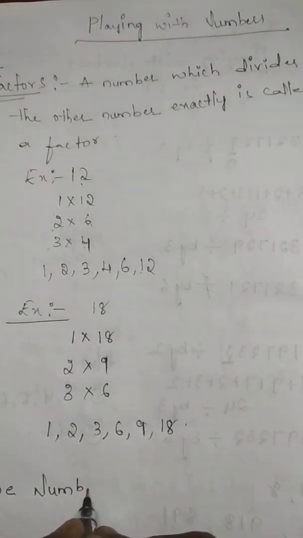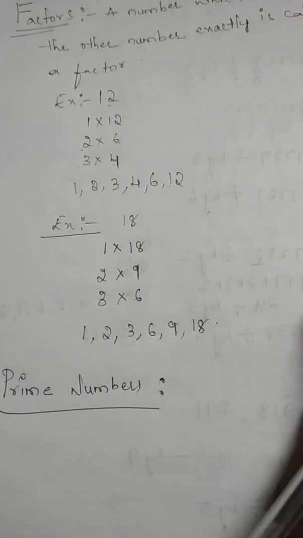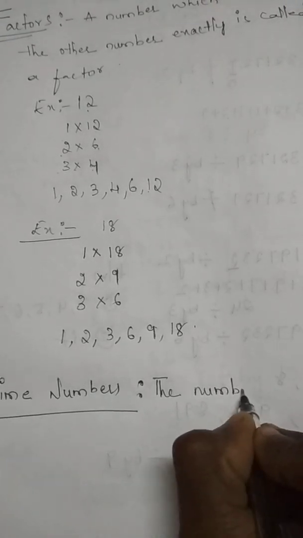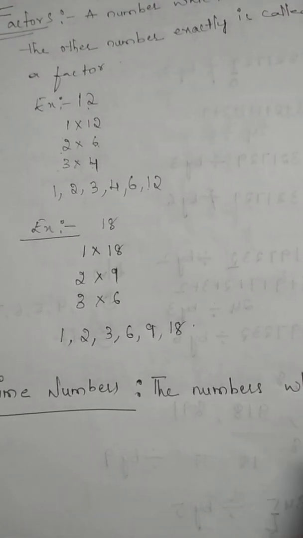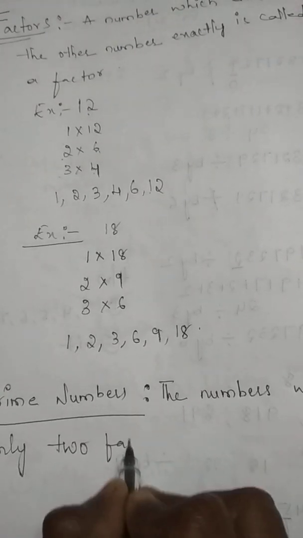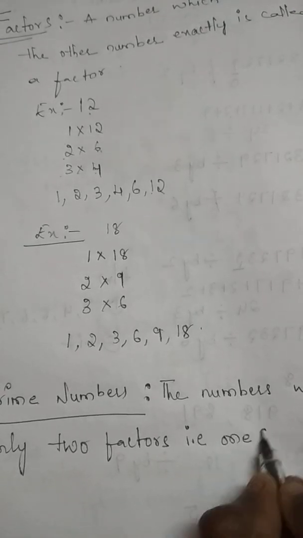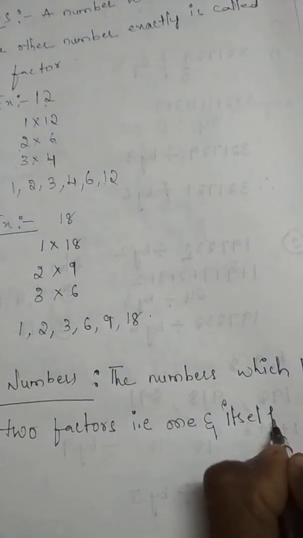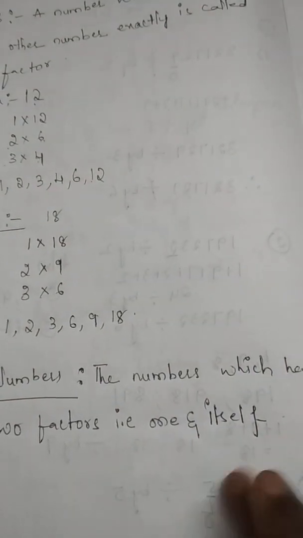Okay, students. Next, I'll explain prime numbers. What are prime numbers? The numbers which have only two factors, that is 1 and itself. Prime numbers means the numbers which have only two factors, that is 1 and itself.